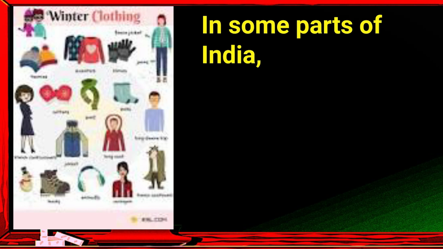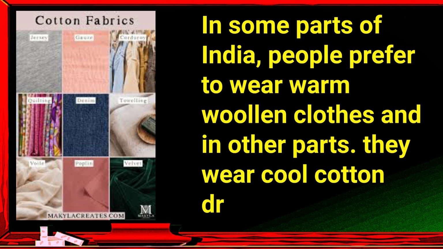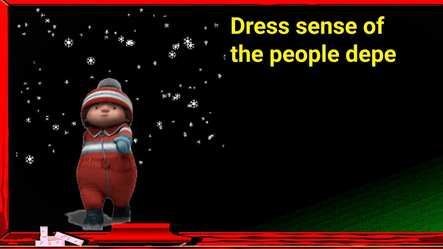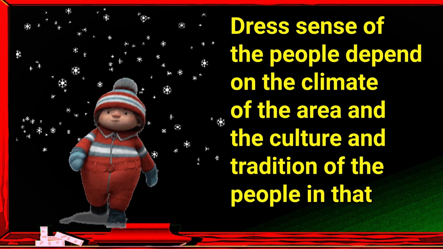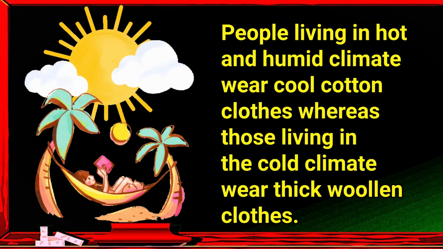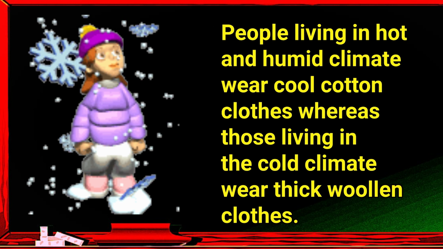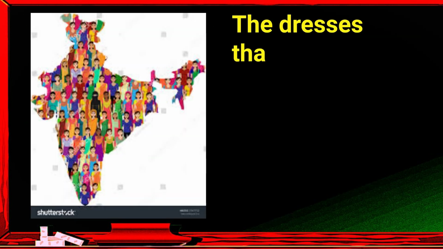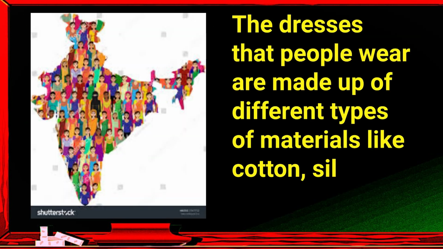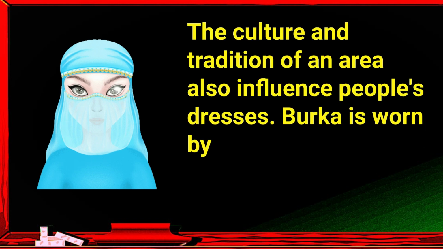In some parts of India, people prefer to wear warm woolen clothes, and in other parts, they wear cool cotton dresses. Dress sense of the people depends on the climate of the area and the culture and tradition of the people in that area. People living in hot and humid climate wear cool cotton clothes, whereas those living in the cold climate wear thick woolen clothes. The dresses that people wear are made up of different types of materials like cotton, silk, wool, nylon, etc.